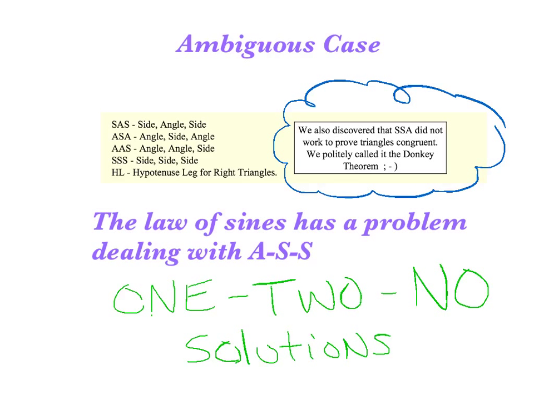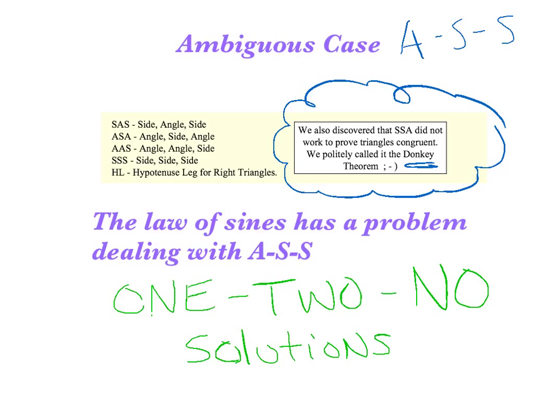Obviously, if you reverse that, you get ASS. And the polite way to call it is the donkey theorem. I think you can figure out why. I don't know if your teacher called it that or not. But here's the deal. You have the ambiguous case if you have the ASS, the angle, side, side. That's what I'm trying to say.